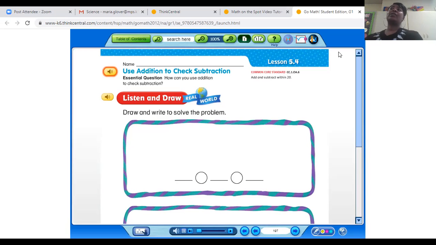So did we decide that we're going to add or did we decide that we're going to subtract? We're going to subtract. So we have 11 minus how many? 4, because I borrowed 4. So we need to figure out what 11 minus 4 is.